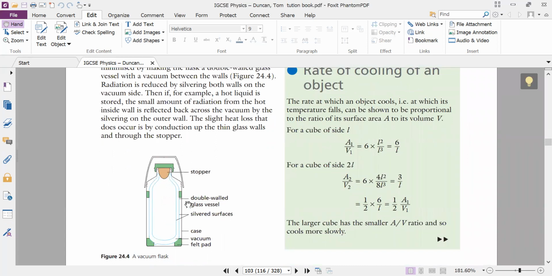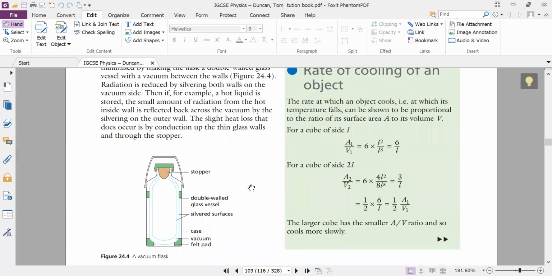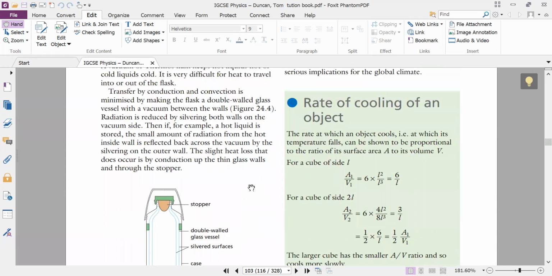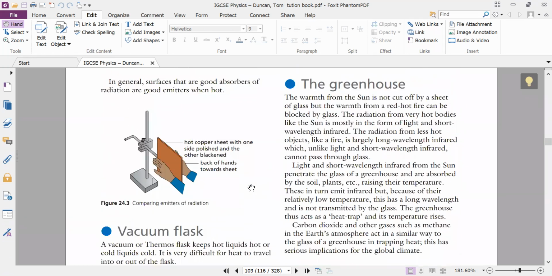So this one is a good example showing how we can take care of conduction, convection and radiation to maintain the temperature of a hot or cold liquid. Right? Any question related to this vacuum flask? Maybe they can ask about the vacuum flask or a part of it. Yes, any question? No, sir.